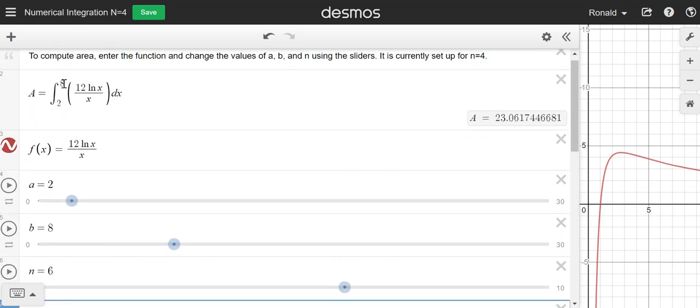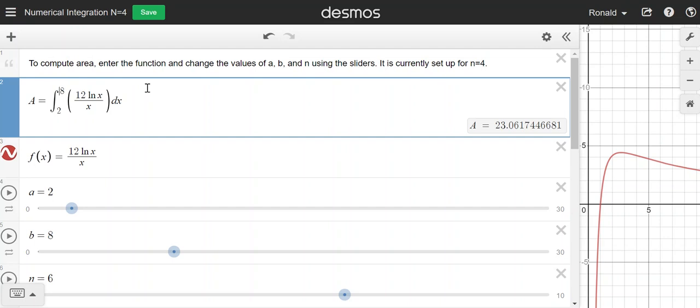I mean, I can change, in my actual integral problem, I should probably do that too. Oh, I'm sorry, we're not changing the b value.